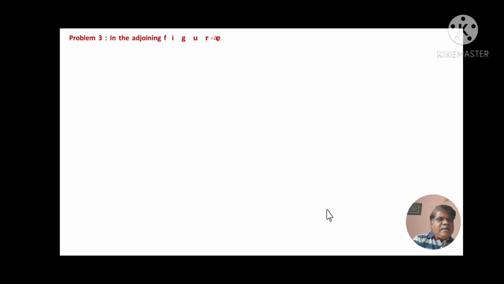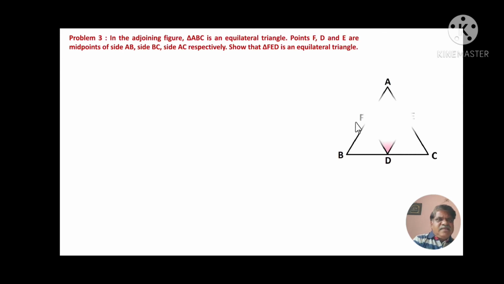Let us see problem number 3. In the adjoining figure, triangle ABC is an equilateral triangle. Points F, D and E are the midpoints of sides AB, BC and AC respectively. Show that this triangle DEF, which is shaded with the pink color, is an equilateral triangle.